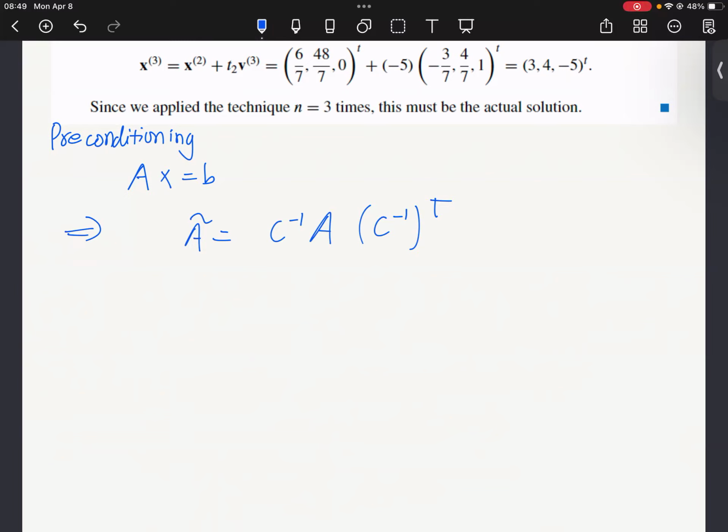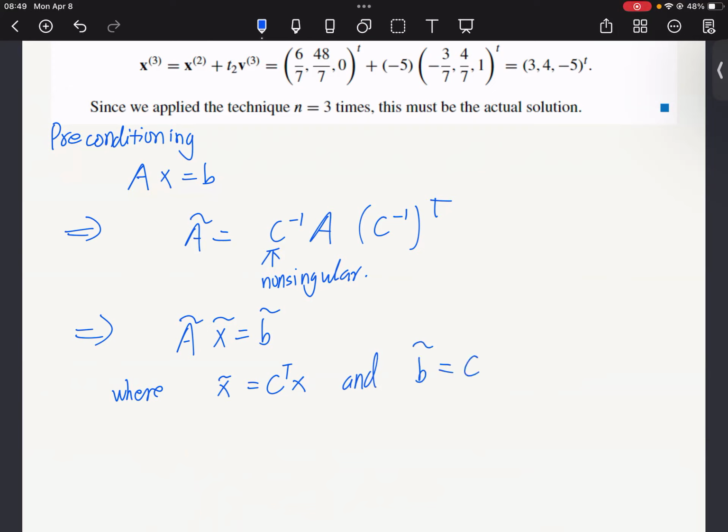The C matrix here is carefully chosen, and it should be non-singular because you are going to take the inverse. If we take A tilde like this, you get the new system, which is A tilde X tilde equals B tilde. The X tilde here is just equal to C transpose X, and B tilde here is just equal to C inverse B.